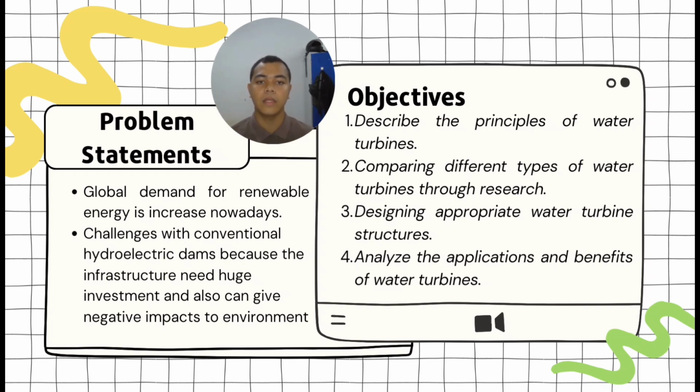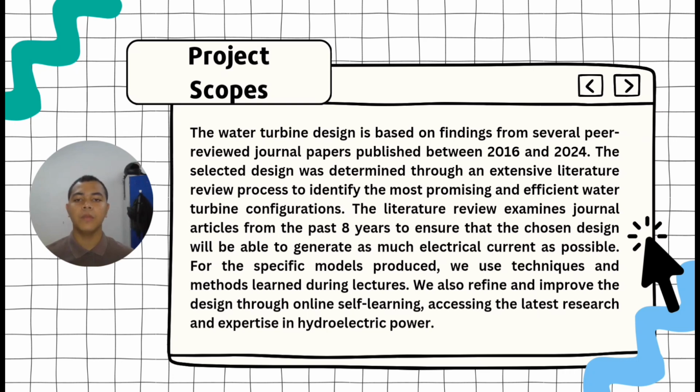So for the objective, firstly, we describe the principle of water turbines. Then we comparing the different types of water turbines through research. Then we designing appropriate water turbine structure, and finally analyze the application and benefits of the water turbine. So next, we're moving to project scopes.